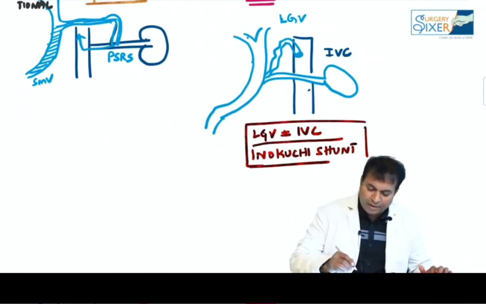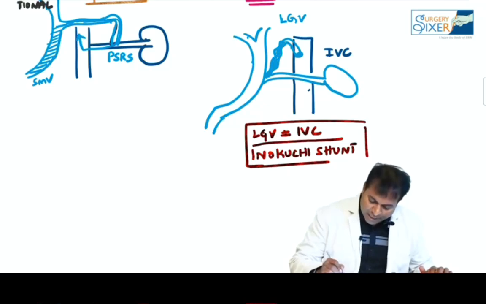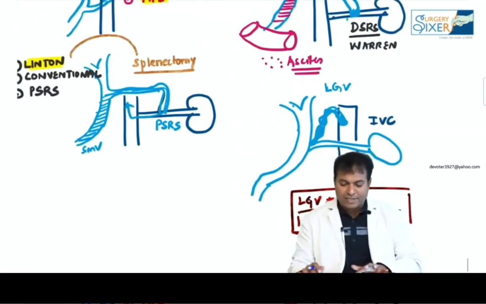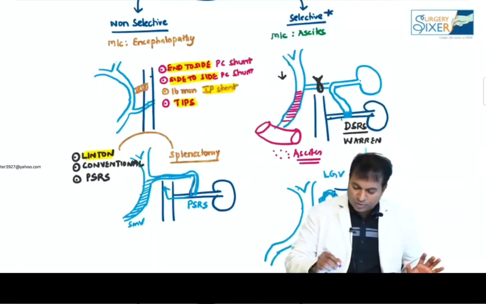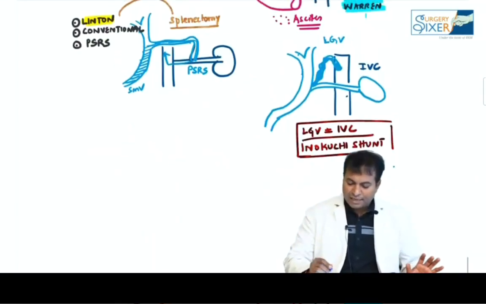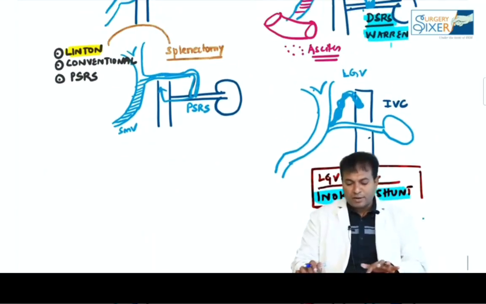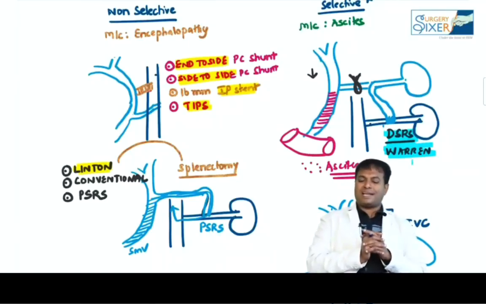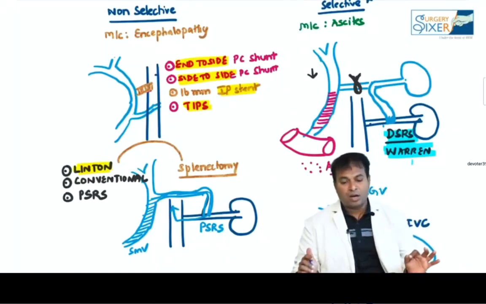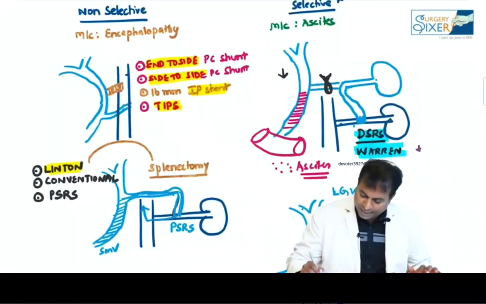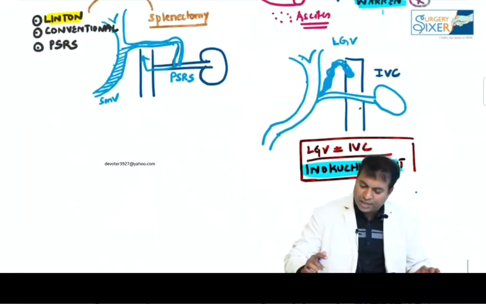So the left gastric vein, which is present in the trifurcation, is anastomosed with IVC. That is known as Inokuchi shunt. For your PG level, if you know the name itself, it's more than enough. Please don't forget the names. So selective shunts are Warren or distal splenorenal, and Inokuchi shunt. There are totally 7 shunt operations I have told. The non-selective shunts are end-to-side portocaval, side-to-side portocaval, interposition, TIPS, and Linton. The selective shunts are DSRS and Inokuchi.